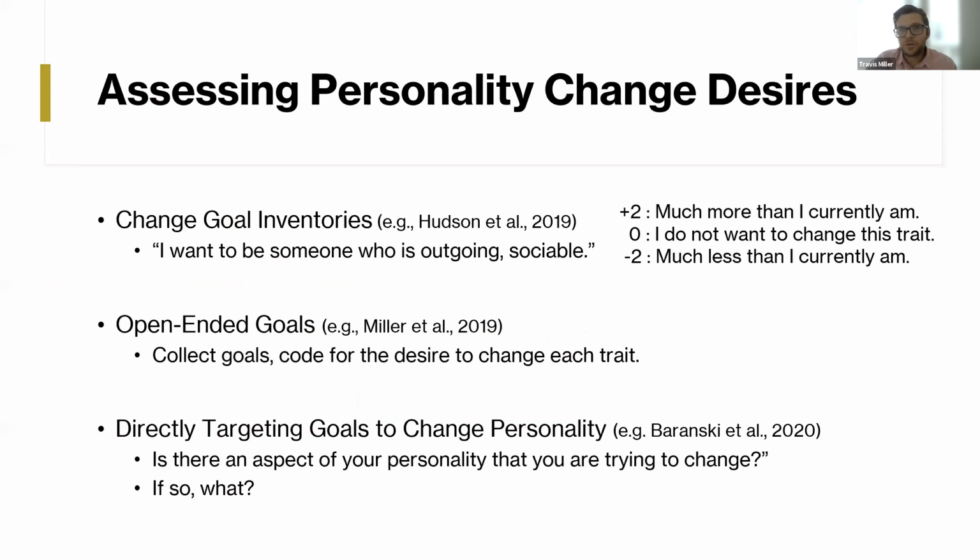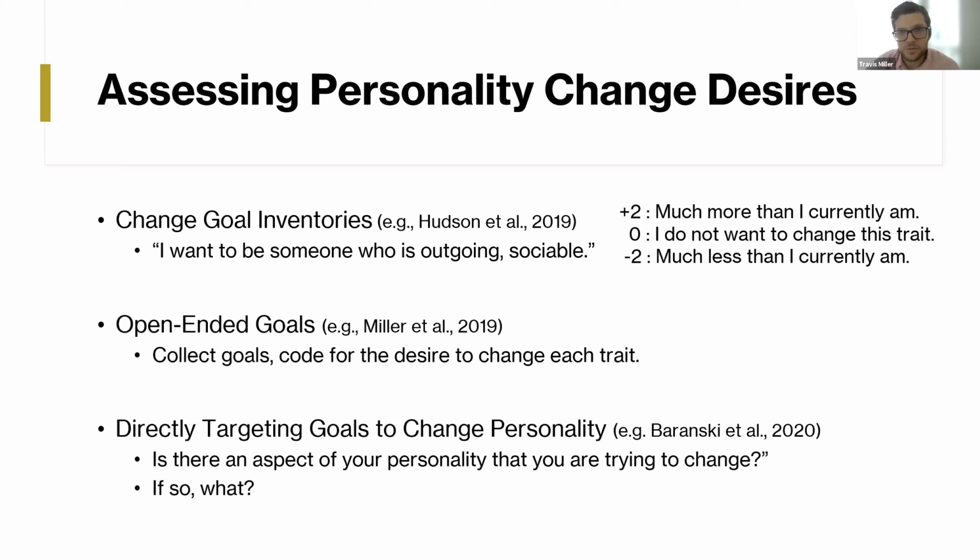So for the most part, investigations of the desire to change personality have used 3 methods. Trait change inventories have adapted existing trait measures by changing items from I am to I want to be, and then changing the rating scales from strongly disagree to strongly agree to much less than I currently am to much more than I currently am.